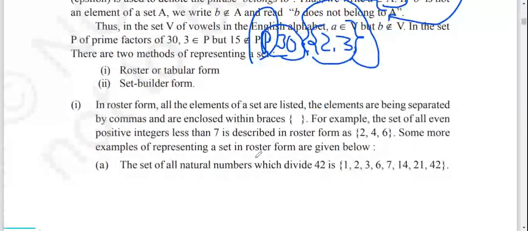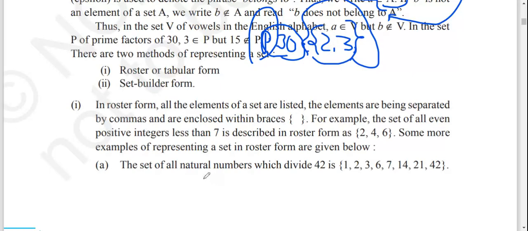Now, there are two methods of representing a set: roster or tabular form, and set builder form. In roster form, we list the elements. Just for example, sometimes we may be given N equals the set of natural numbers less than 10. At that time, the question will say to list this in tabular form or roster form. So at that time you must list the elements.